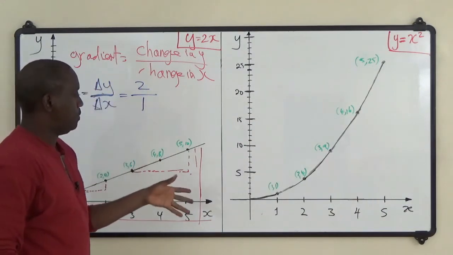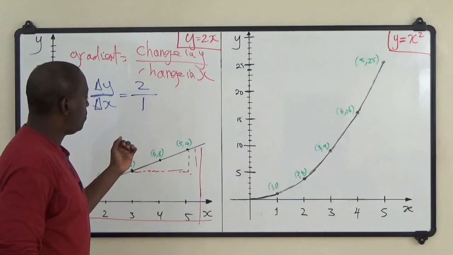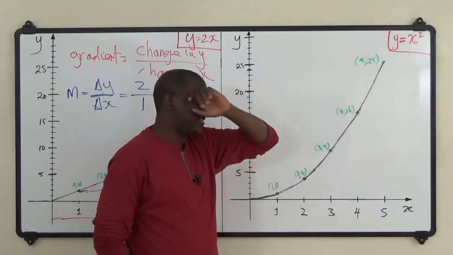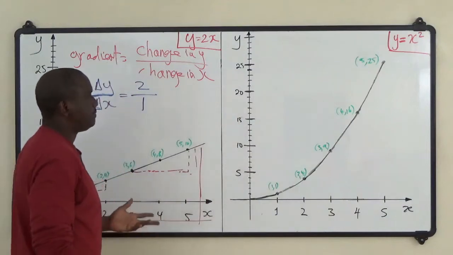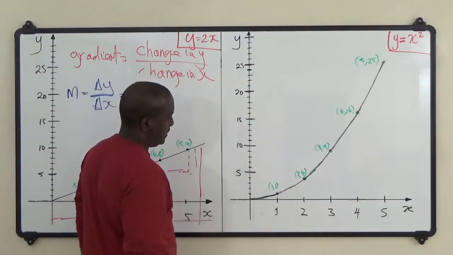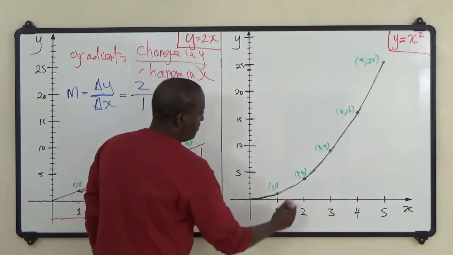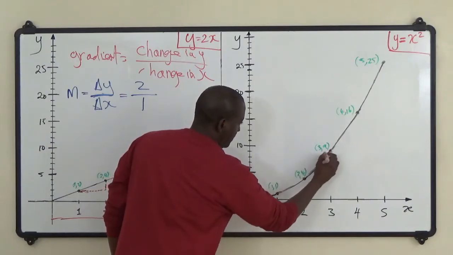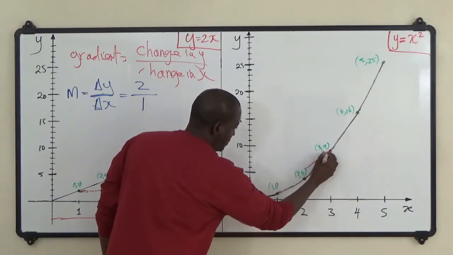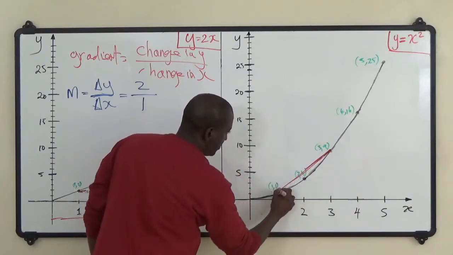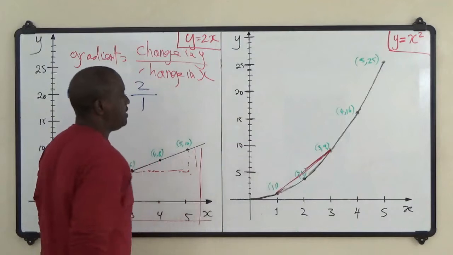So we know there is no concept of the gradient of a curve. So let me demonstrate the gradient between 2 points on a curve. We could define the gradient of this line segment here, the line segment between the point (1, 1) and the point (3, 9). We could define that gradient.